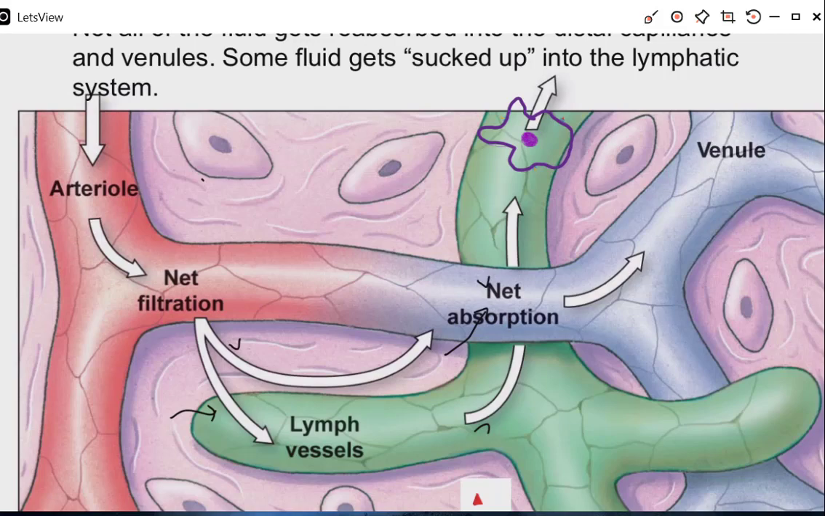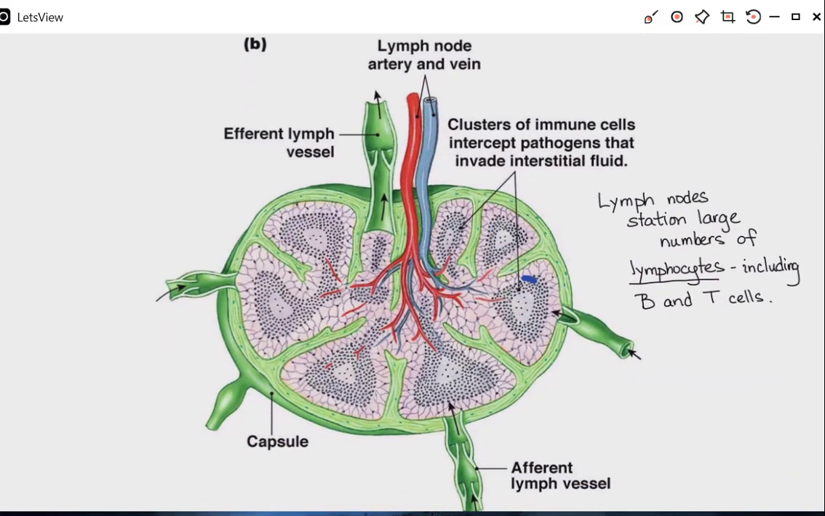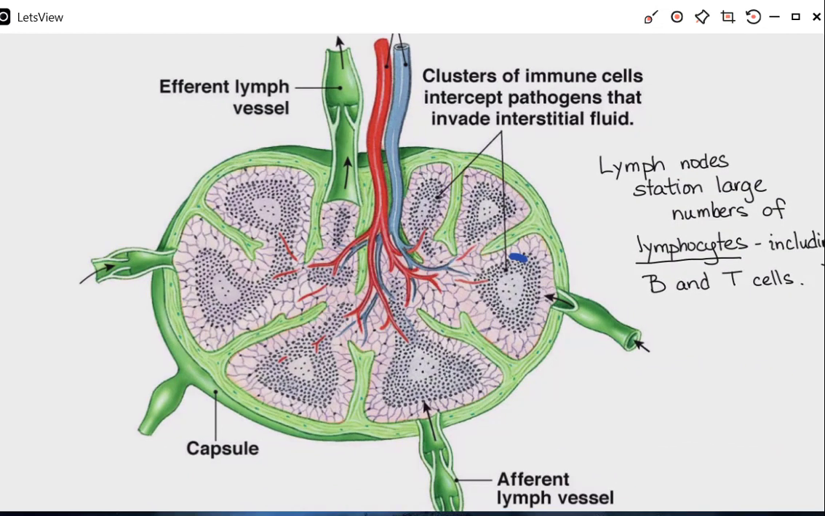The next thing it's going to do is run into the lymph node. Remember, the lymph node has a large number of lymphocytes, including B and T cells, stationed there. The macrophage is going to come in through one of these vessels and basically start trying to talk to specific lymphocytes. Now we're going to take a look at some of the lymphocytes and how they might play a role here in humoral immunity.